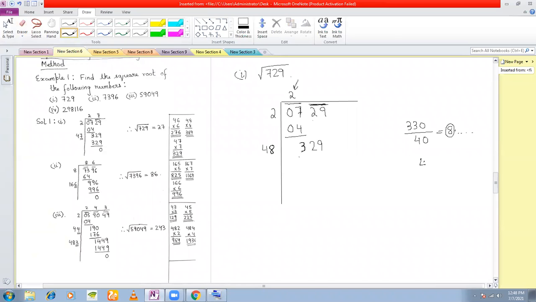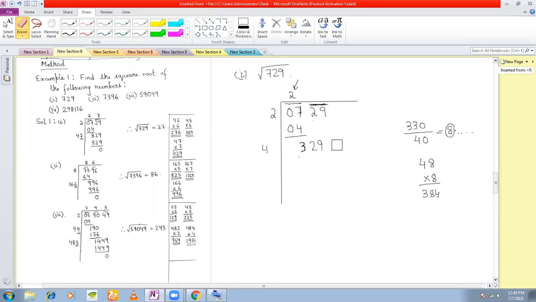If I'm putting 8 here, then I have to multiply with 8, right? So what will I get if I multiply? I'll get 384, which is greater than 329, isn't it? That means 384 will not work. That means I have to take a digit that is less than 8. So let us try with 7.